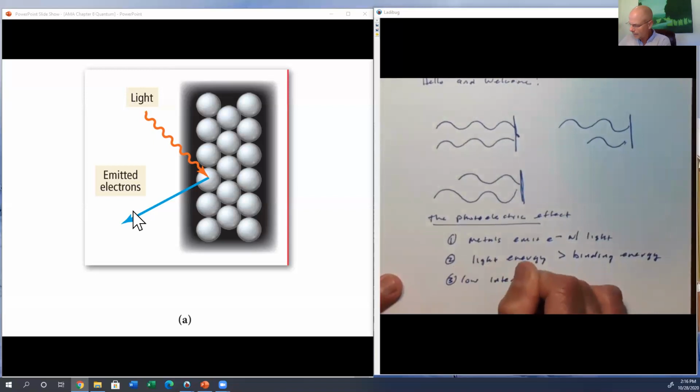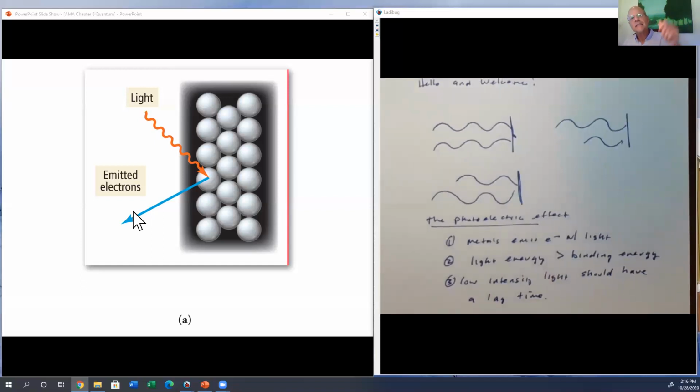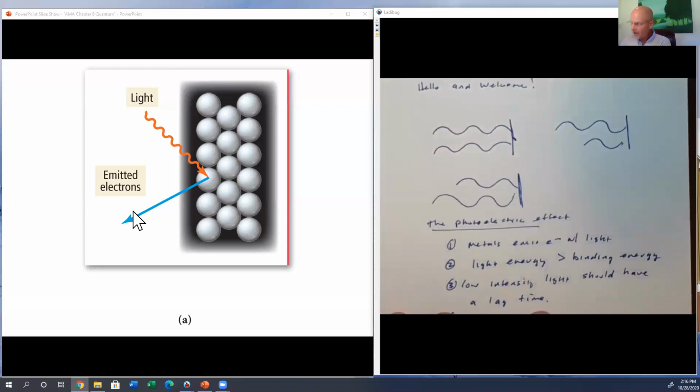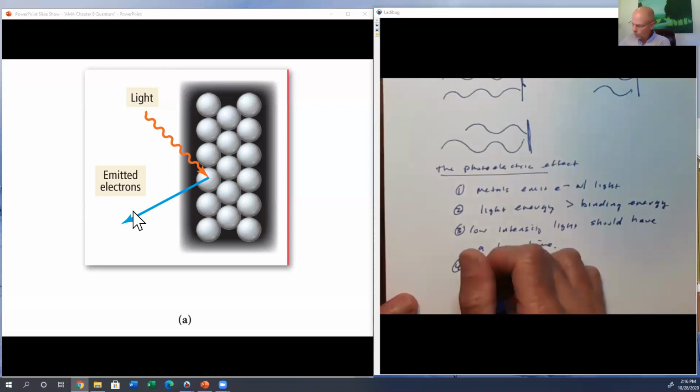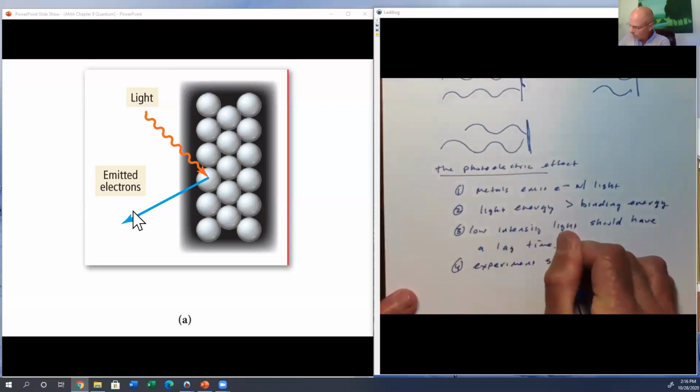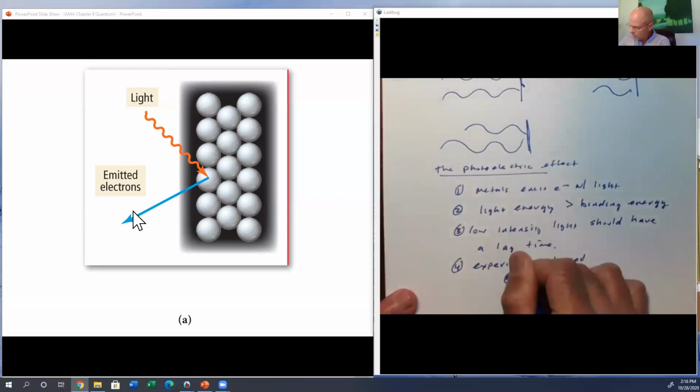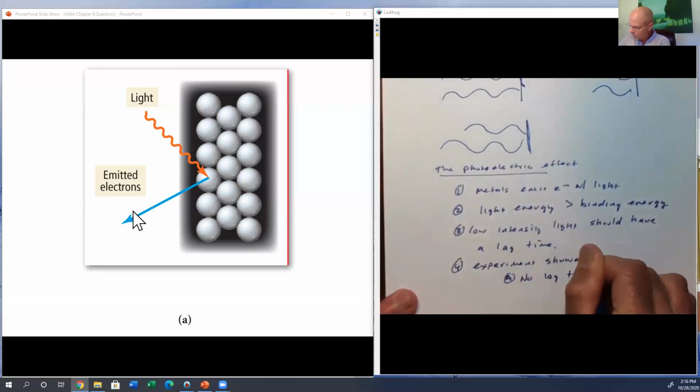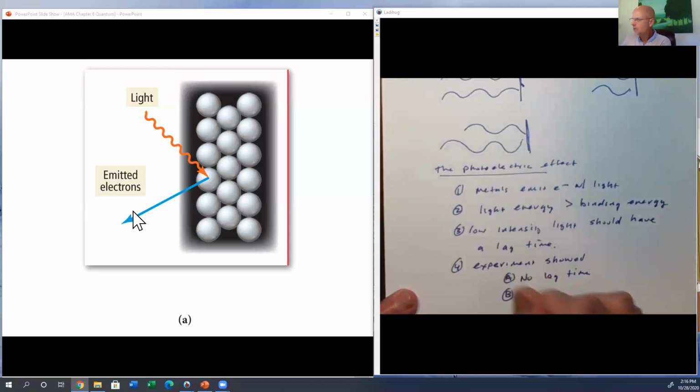So what they did expect, they expected a lag time. Low intensity light should have a lag time. What does that mean? That means that if the intensity is too low, it's going to take shining the light on the metal for a little while before it builds up enough energy to kick off the electron. All right. But what they found was that there was no lag time. And the experiment also showed, oddly enough, a threshold frequency.